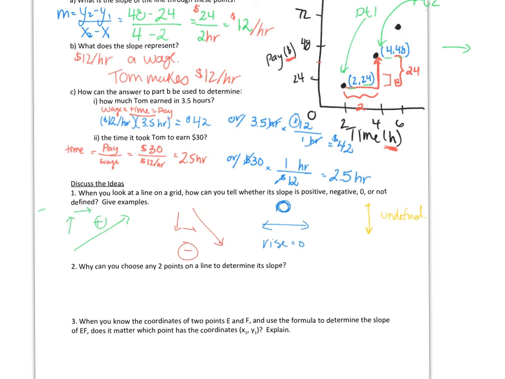Why can you choose any 2 points on a line to determine its slope? Because the slope of a line is constant, it doesn't matter where you choose your points. The slope will be the same regardless.